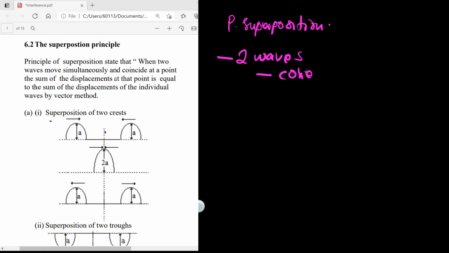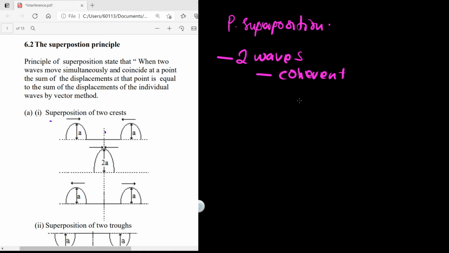The principle of superposition states that when two waves, first we must have two waves. So the first one, we need two waves, and the two waves must be coherent. So what is meant by coherent?